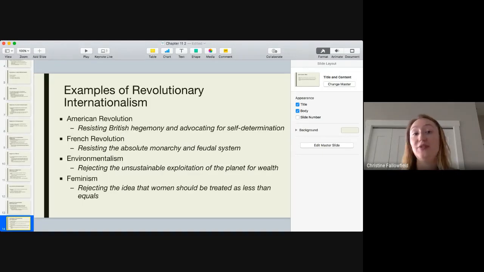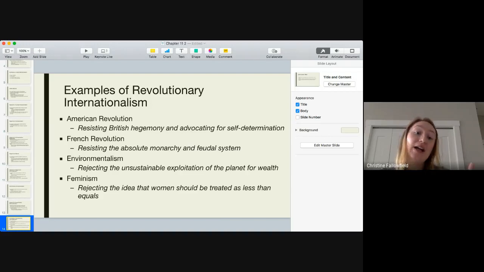So some examples of revolutionary internationalism, we've touched on a few of these in this course. The American Revolution is American citizens resisting British hegemony, British imperialism, and advocating for their self-determination. The French Revolution, which you should all remember so vividly from the beginning of this course, was rejecting the absolute monarchy, the divine right of kings, the idea of absolutism, and the feudal system as a whole. So this was acting against a system that was not working for the third estate, as we should all be familiar.